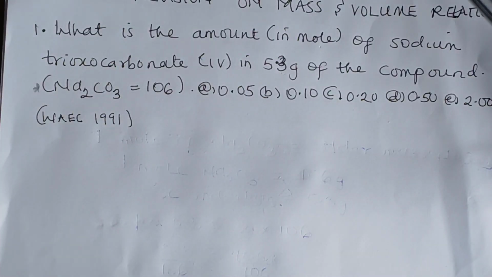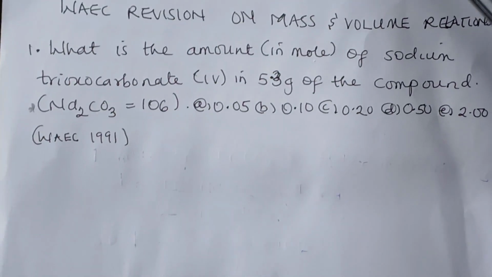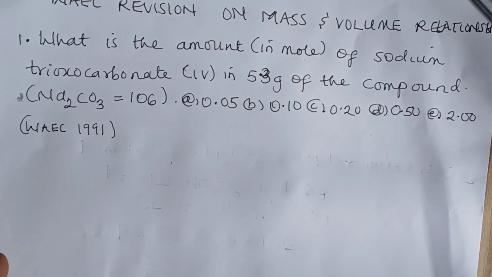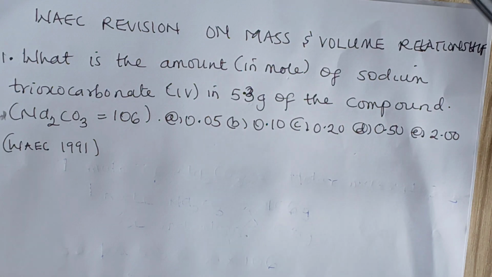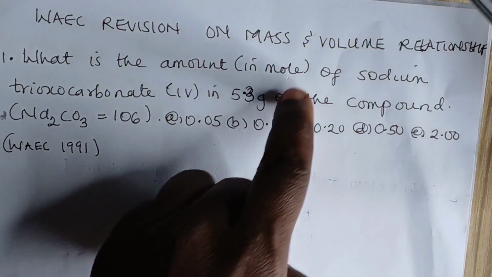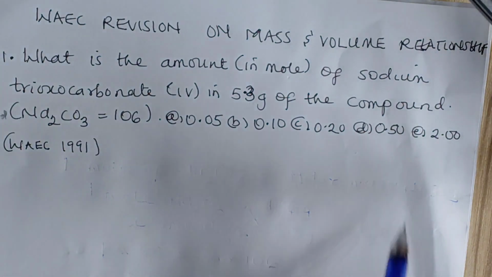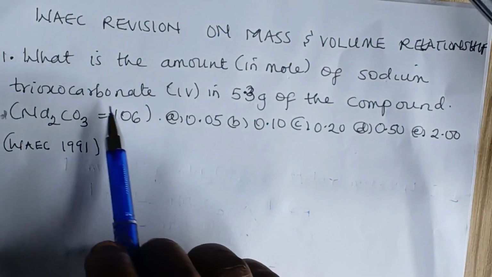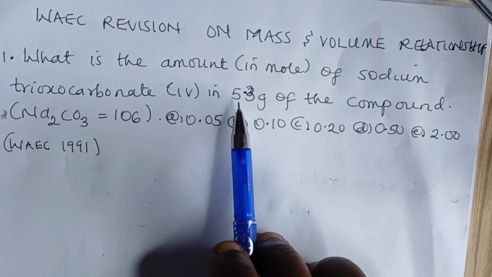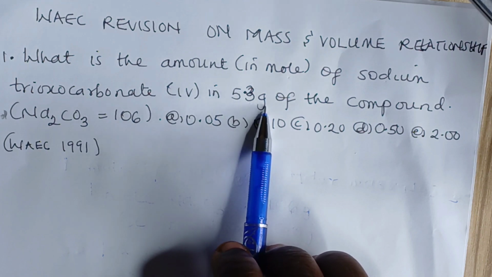So welcome back to the revision class, WAEC revision class on mass and volume relationship. The first question here is, what is the amount in mole of sodium trioxocarbonate(IV) in 5.3 grams of the compound? Now, the major things you need to look at are the relationship between the elements. Now, sodium trioxocarbonate(IV) is the only compound they are referring to here.